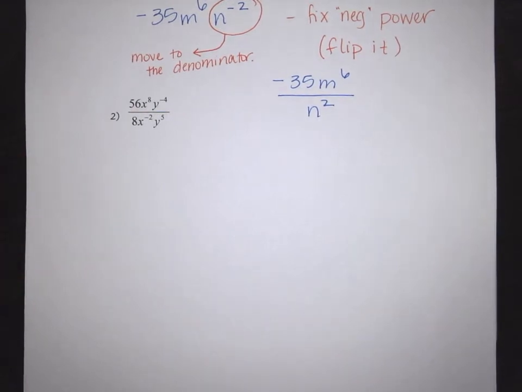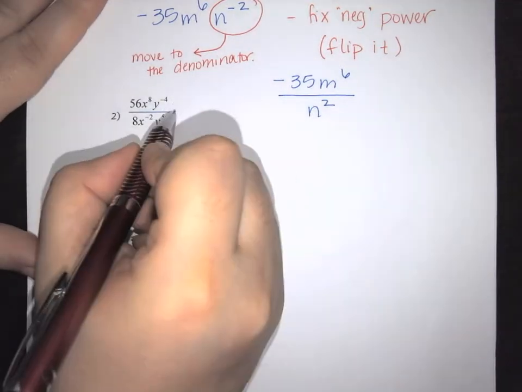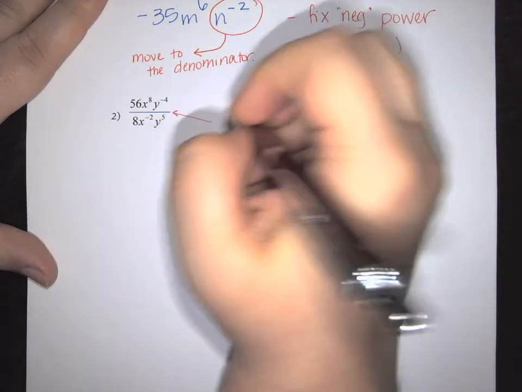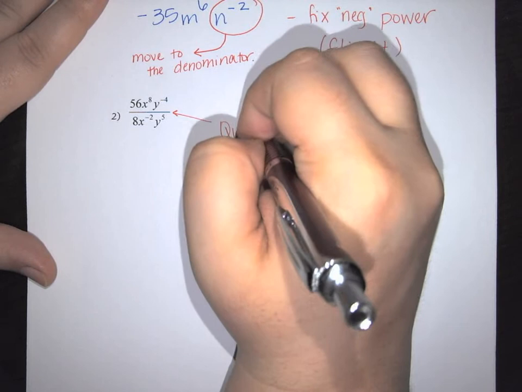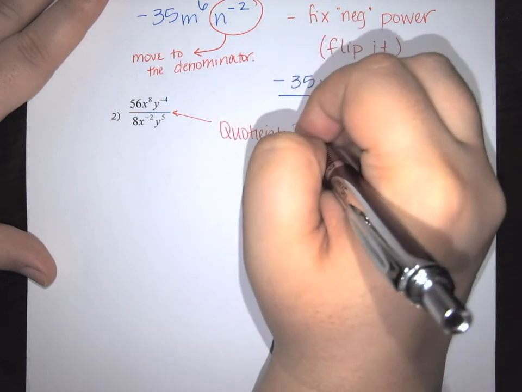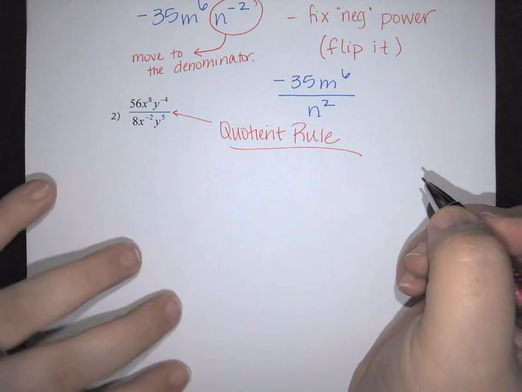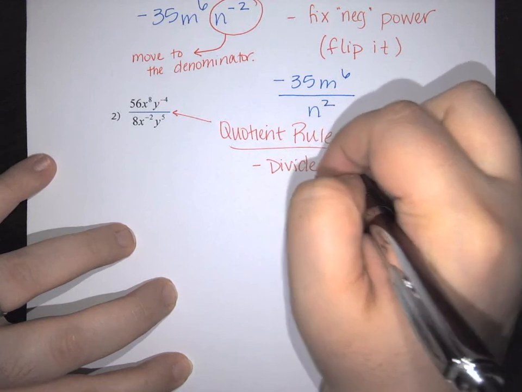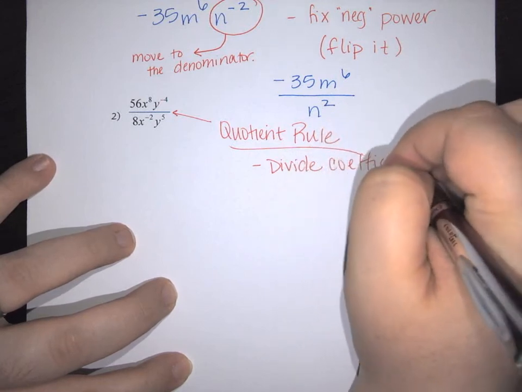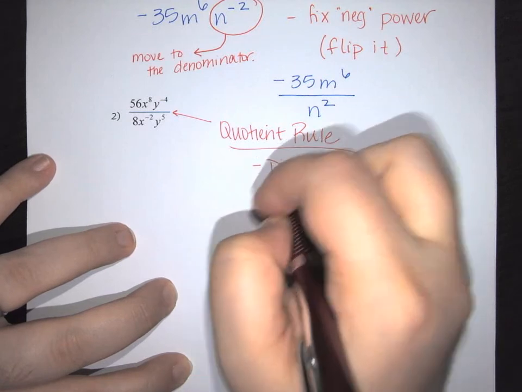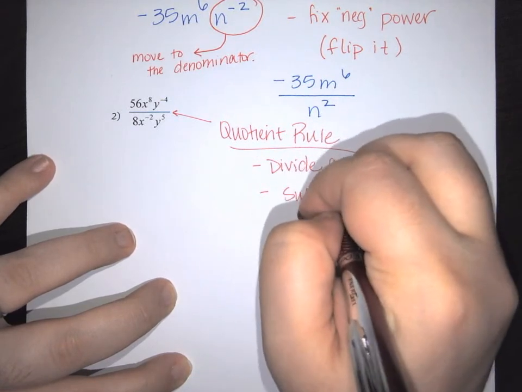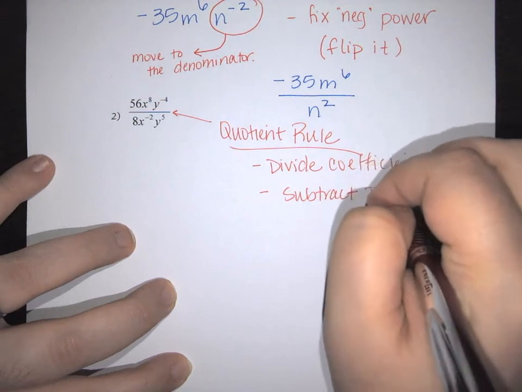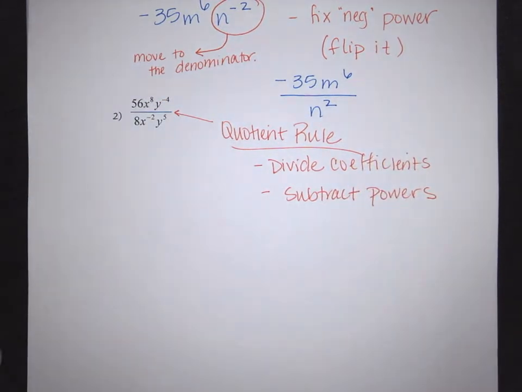Alright, let's look at another one here. So again, just like before, the first thing I have to do is identify the rule I'm using. And in this case, if you look at this sign right here, this tells us that we have the quotient rule. So the quotient rule that I'm dealing with says that I have to divide the coefficients. I then have to subtract the powers and see where I end up after that.